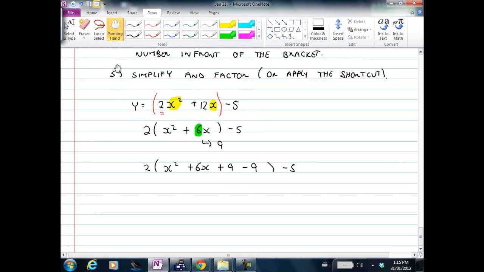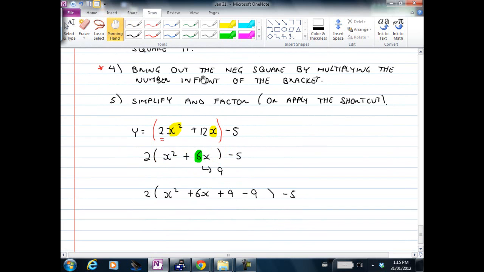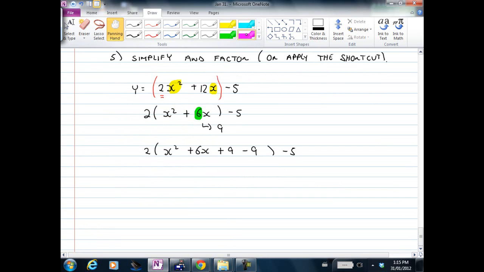Step 4. I want to see how many you can figure out step 4 on your own. Bring out the negative square by multiplying the number in front of the brackets. The negative square is this number right here. That negative 9. I want to bring that outside. Okay? And to do that, you're going to multiply it by whatever number is in front of this bracket, which is a 2. So again, this becomes 2. Something goes here, something negative 5, and something goes outside here. Fill in the bracket and fill in my missing box for me.